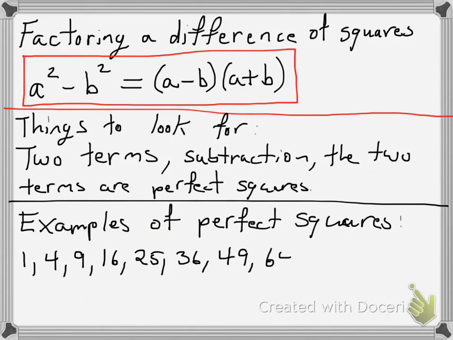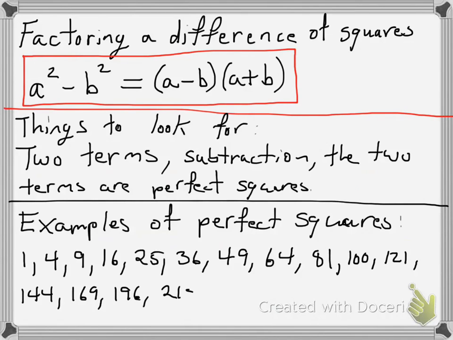Alright, so here's a big long list: 1, 4, 9, 16, 25, 36, 49, 64, 81, 100, 121, 144, 169, 196. Isn't this exciting? And 225. I don't know if 256 is one. Let me go check on that one. Yeah, 256 is okay. Sorry about that. Okay, so there's the first big batch of perfect squares.